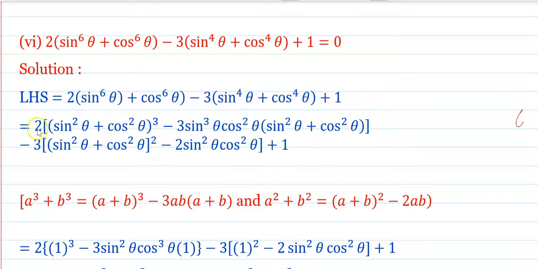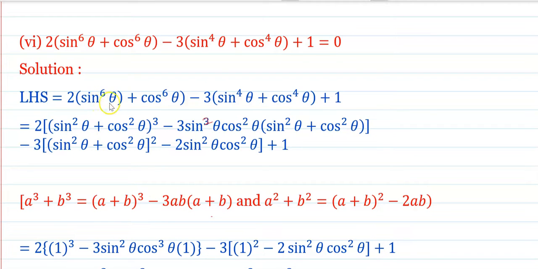Now this can be written as 2 (sin theta square plus cos theta square) bracket cube minus 3 sin theta square cos theta square in bracket sin theta square plus cos theta square, by using the result. What is that result? A cube plus B cube is equals to in bracket A plus B bracket cube minus 3AB in bracket A plus B.